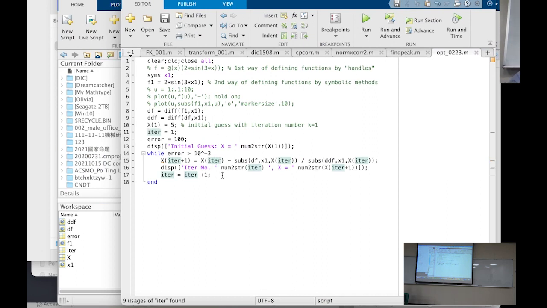Oh, I didn't calculate error. I need to update the error. Otherwise, my error is always 100. Error equals the absolute difference between the new one and the old one.